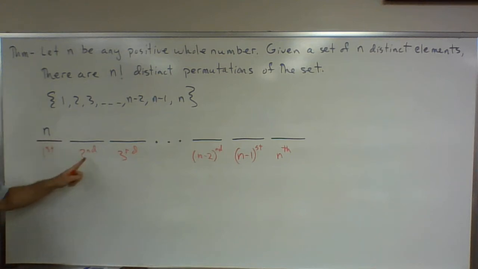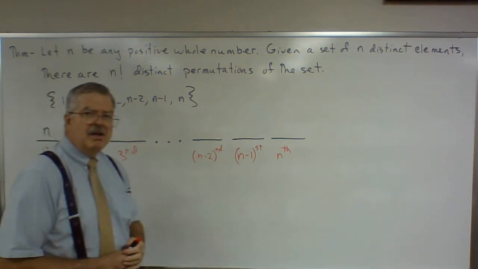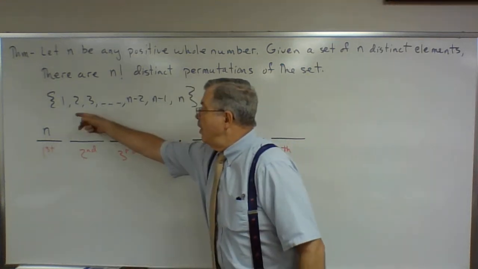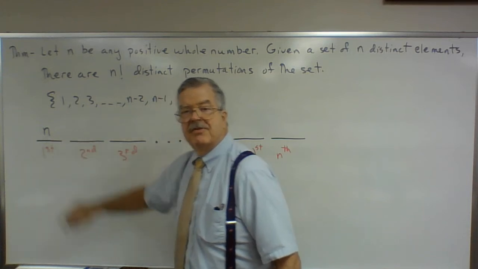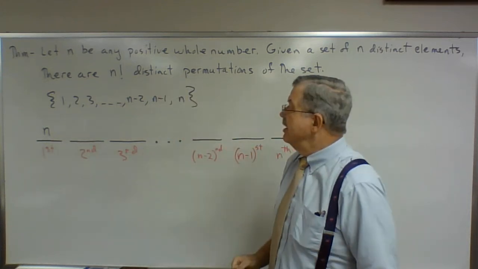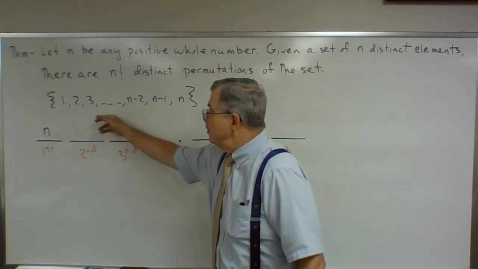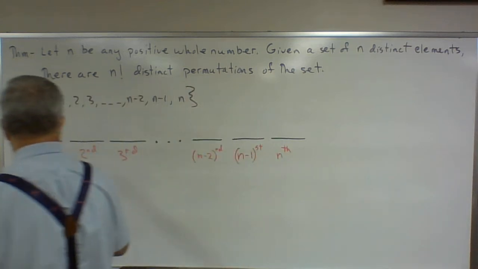And then we choose the element that comes second. How many elements can we choose to go second? We can choose all of these n elements except the one that we put in the first slot. We've used one of the elements, so there are only n minus 1 elements left to put here in the second spot.